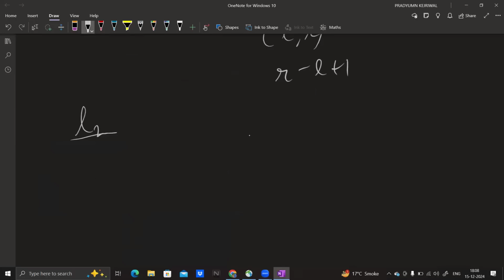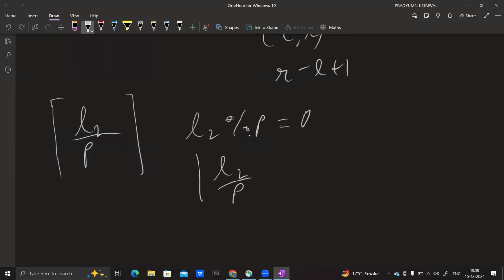Okay. We want the ceiling of L2 by P. Right. So let's say that L2 is divisible by P. If L2 is divisible by P, L2 mod P equals 0, then the ceiling should be just the normal value of L2 by P. Like L2 by P, the ceiling would be equal to just L2 by P, right?